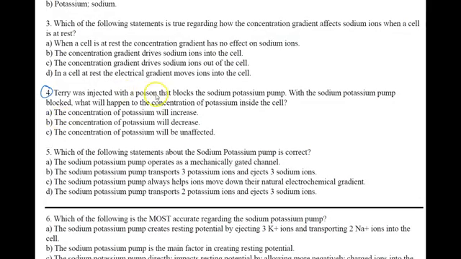Terry was injected with a poison, so poor Terry, that blocks the sodium potassium pump. So if we're talking about the sodium potassium pump, we're thinking active transport, okay? And we're thinking about the protein, the sodium potassium pump, that uses ATP to pump 3 Na plus out of the cell and 2 K plus, potassiums, into the cell. With the sodium potassium pump blocked, what will happen to the concentration of potassium inside the cell?